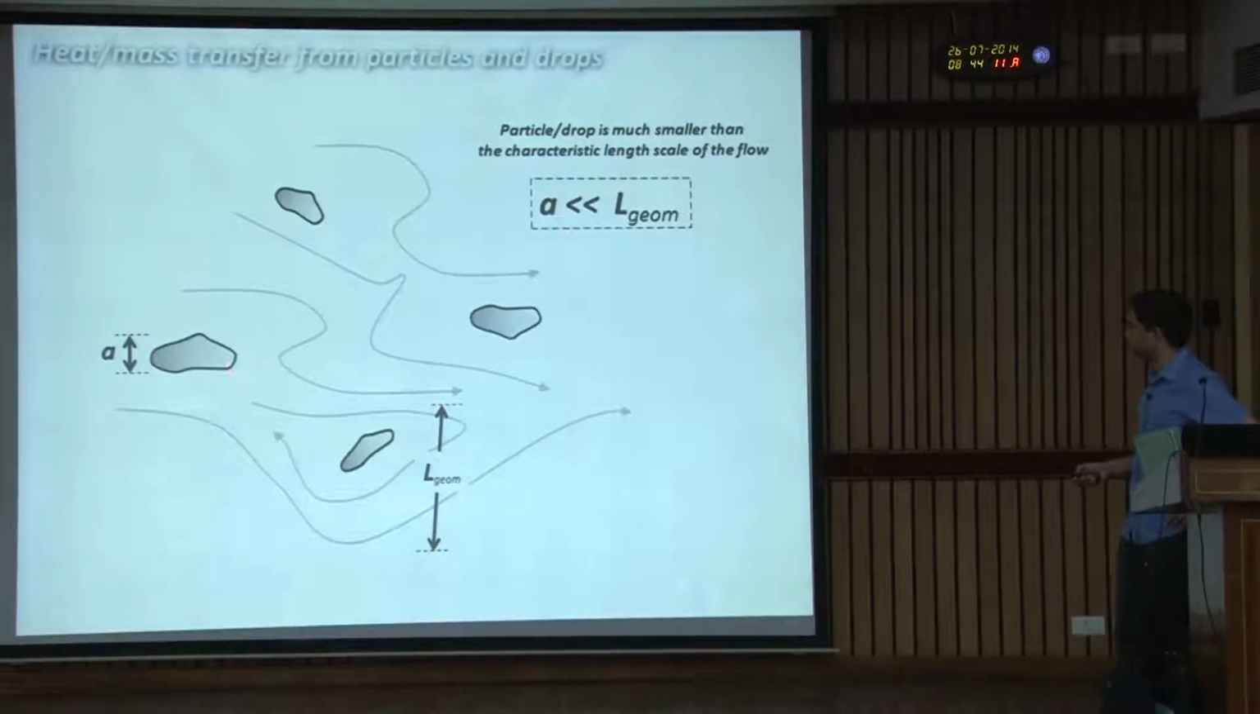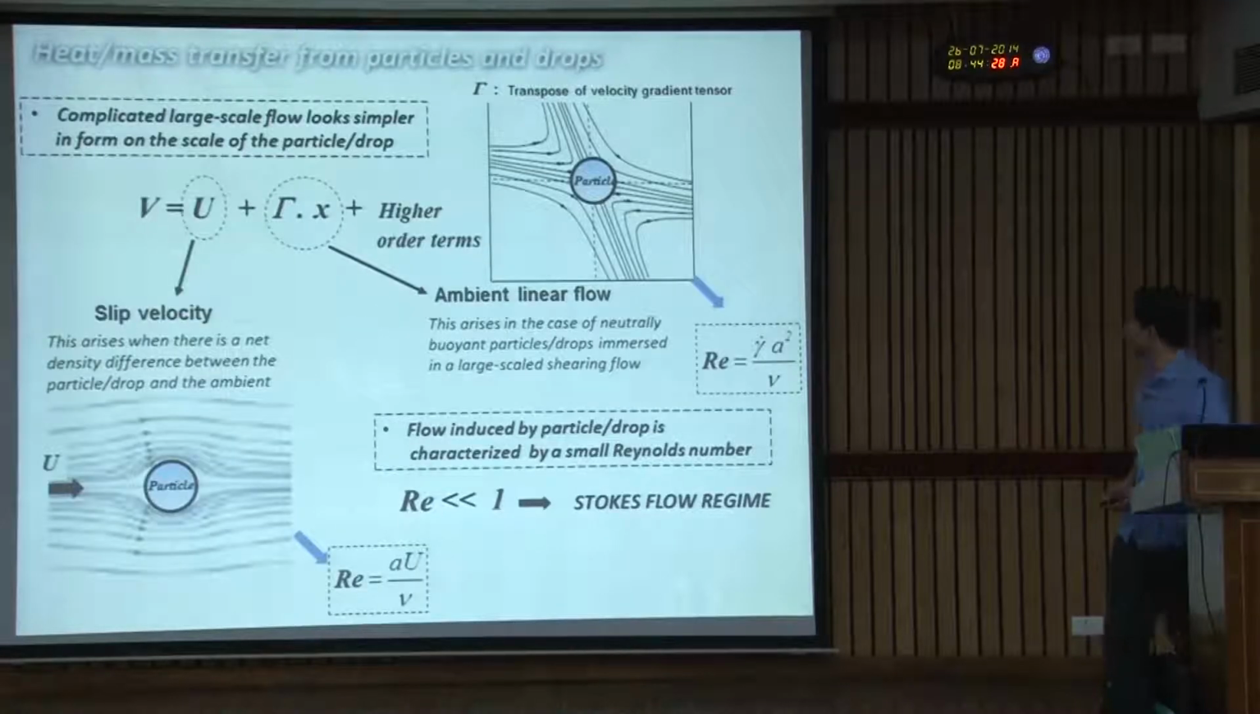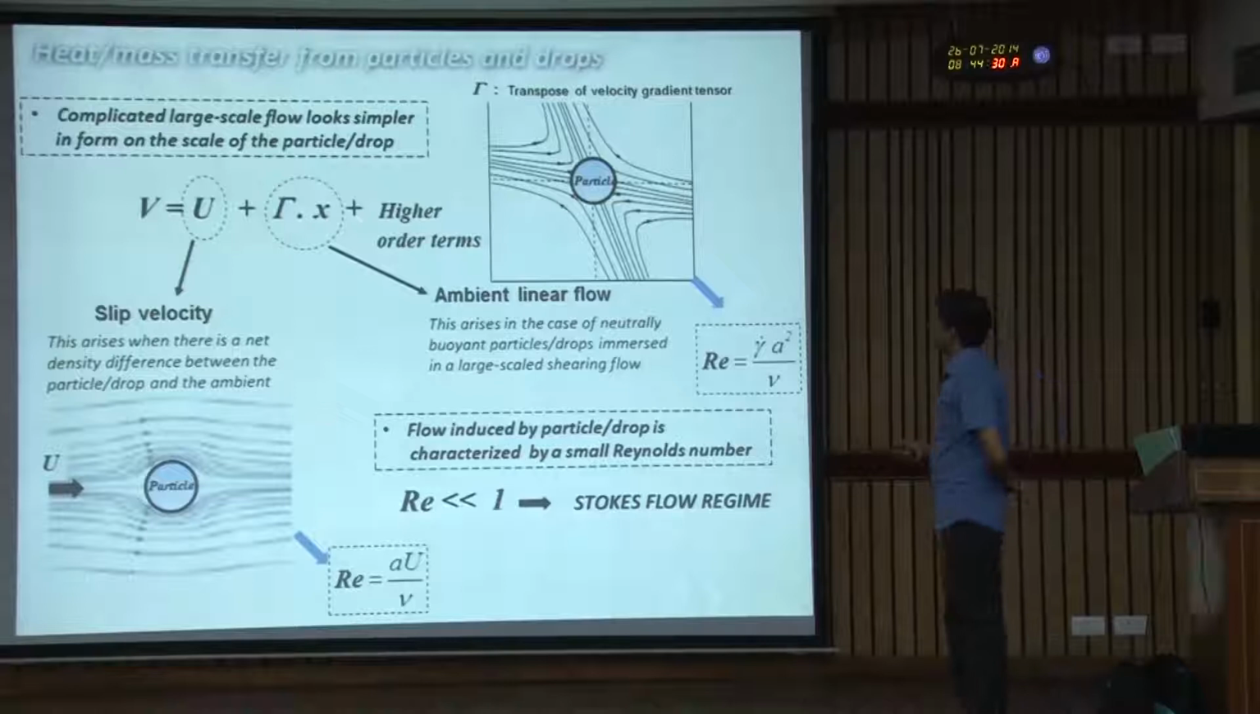Okay? Because what you essentially do is, because A by L is small, you can expand the velocity field in a Taylor series about the drop. And the first few terms of the Taylor series capture the local form of the flow, which is simpler than the global form. Okay? So like I said, the complicated large scale flow looks simpler on the scale of the particle or drop.